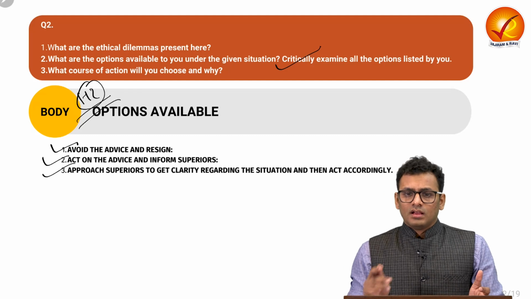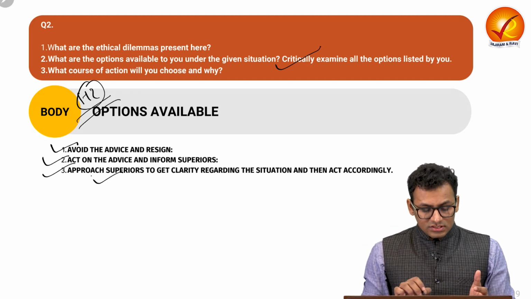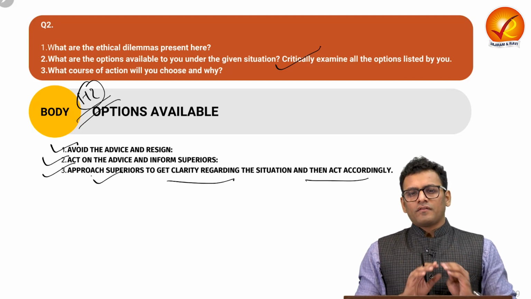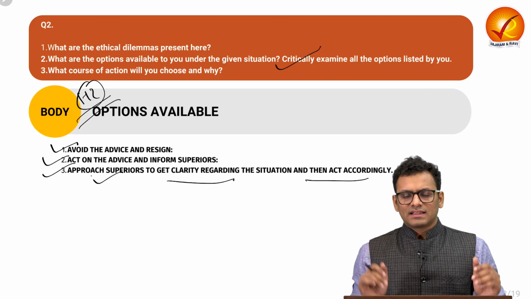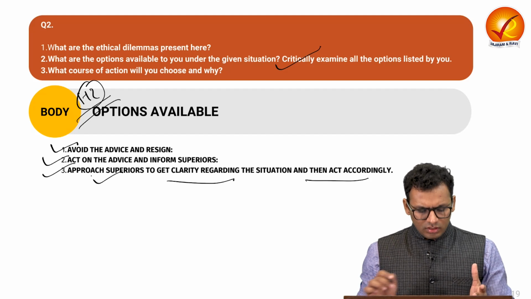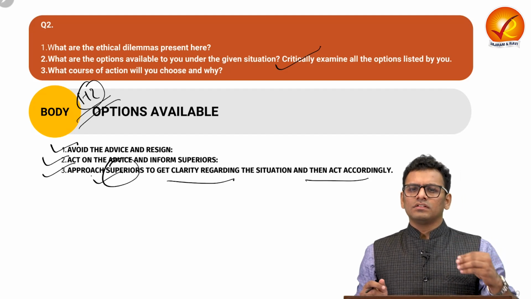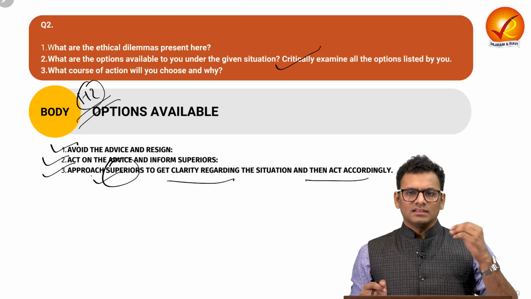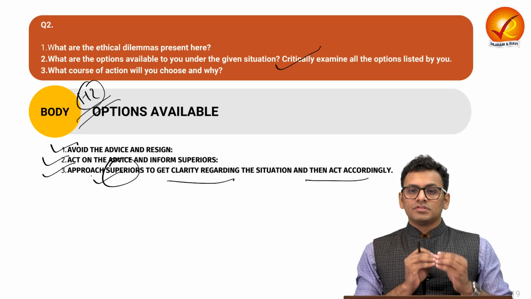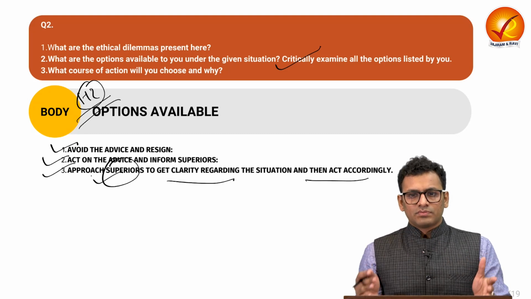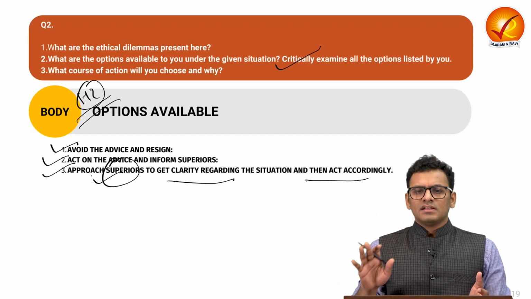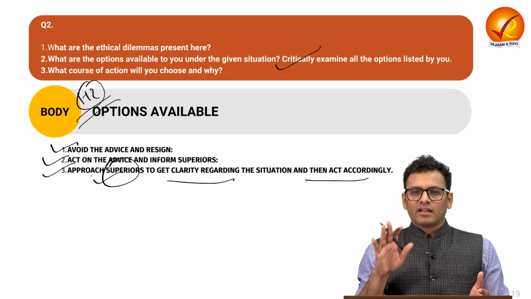Option number 3. Now in option number 3, you can approach your superiors to get clarity regarding the situation and then act accordingly. Over here, instead of acting on the two extremes, as in not passing on the information or passing on the information, you approach your superiors and get a certain degree of clarity on how exactly this is legal or illegal and how exactly they should go ahead, because in future you should not be responsible for certain kind of illegal actions, and thus you should also be given certain kind of incentives for being transparent and honest.